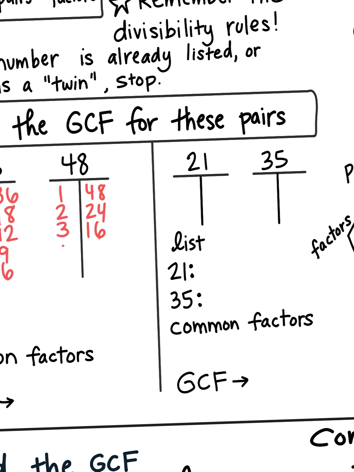Okay, then 4 and 12, not 5, but 6 and 8, not 7. If I kept going, it would then be 8 and 6. That's where it loops around again. Okay. Now, that is the T-chart method.